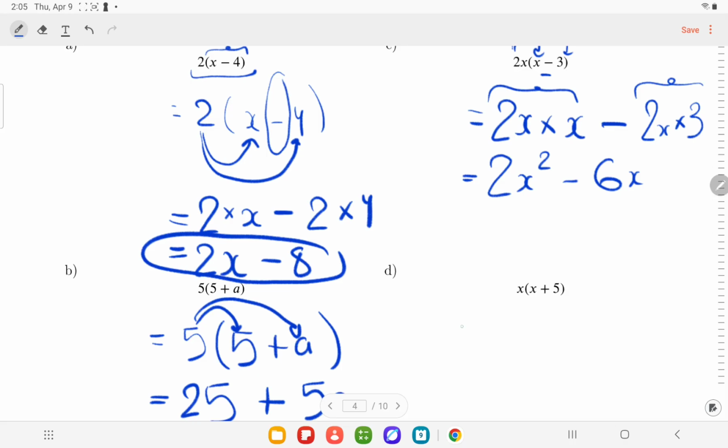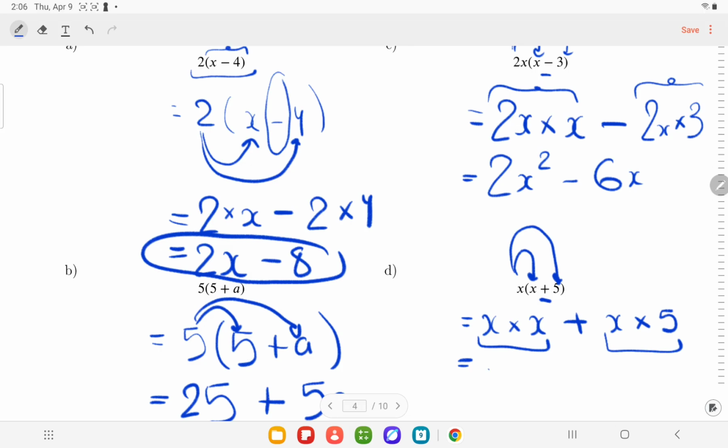And for D, same thing, they're not like terms, so we have to use distributive property. So we end up with x times x plus x times 5. And we have to deal with the multiplication first. So x squared plus 5x.